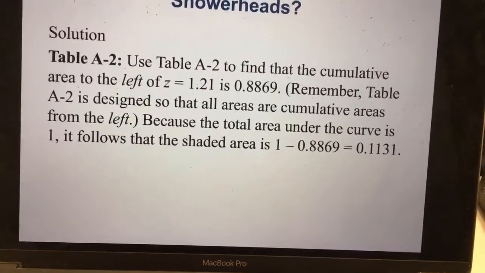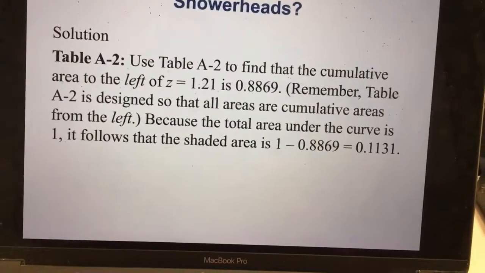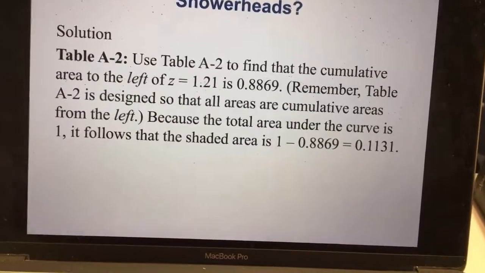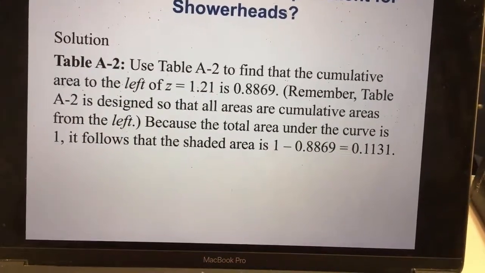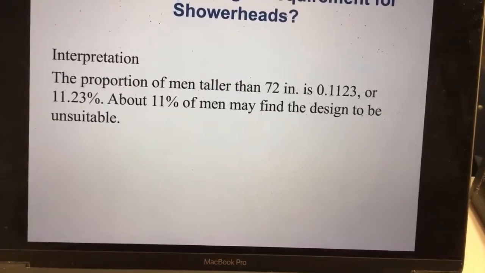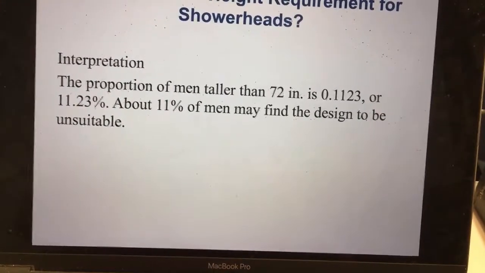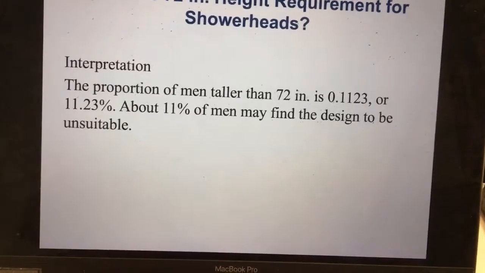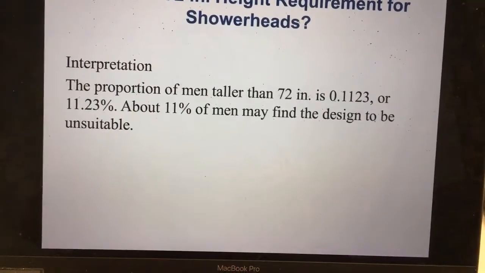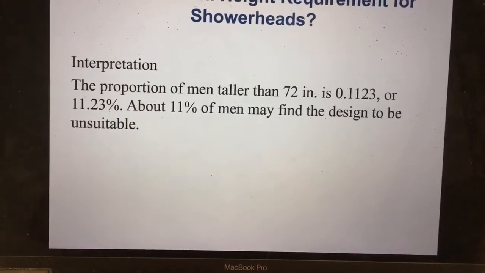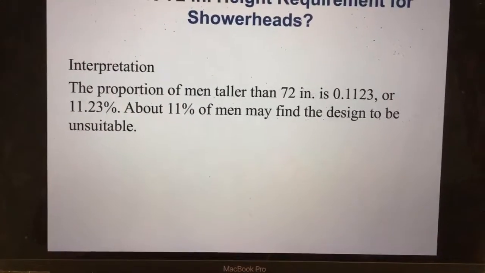Okay, so when we used the table, we found 0.8869, and we had to do 1 minus that to get the 0.1131. And when we did the technology, we had to do 1 minus that also, okay? So about 11% of the men will find the design to be unsuitable because they are taller than the shower head.